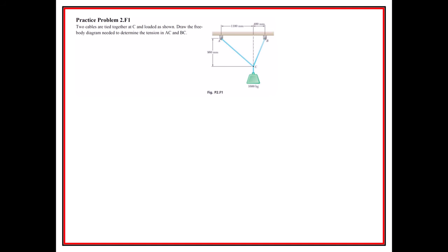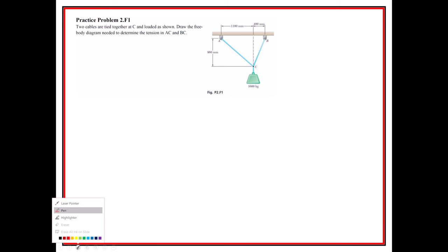From the information that they've provided here, these two cables are tied together at C and loaded as shown. They have a 1,600 kilogram load right there, and they're suspended. Draw the free body diagram needed to determine the tension in cables AC and BC.